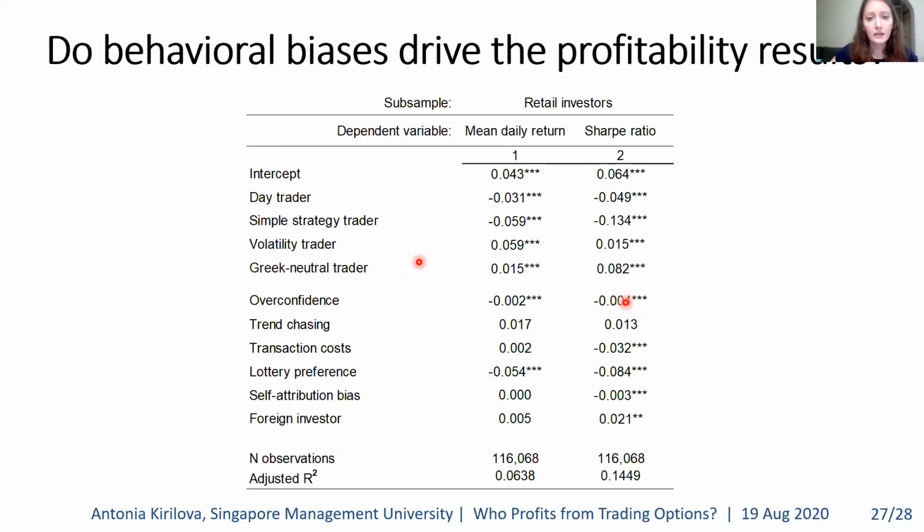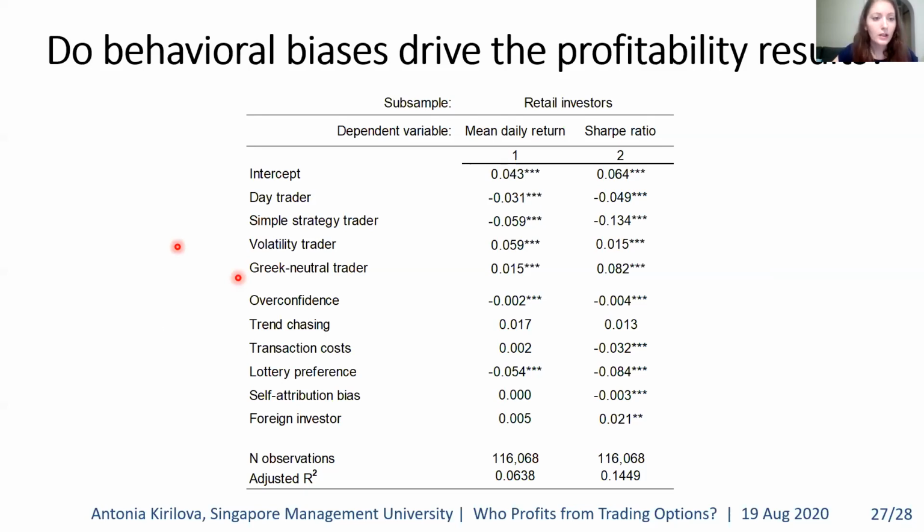And finally, we want to check whether our profitability results are driven by any behavioral biases. So there is a lot of literature, mainly about retail investors. So here we focus on the retail investors. And the literature suggests that they can be rational traders who are often subject to different behavioral biases, and these can lead them to be unprofitable. So we want to check that our trading styles that we define are measuring something else and are not driven by biases.